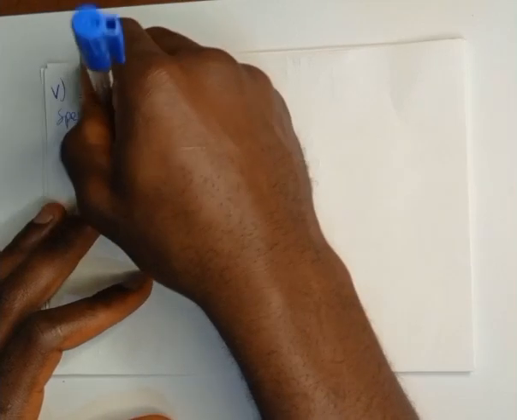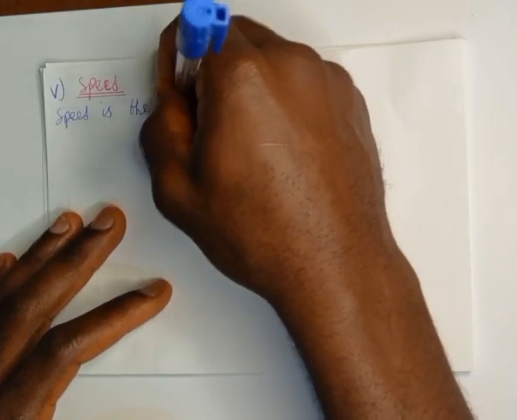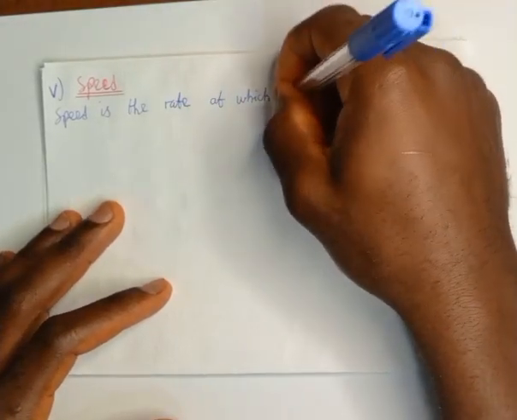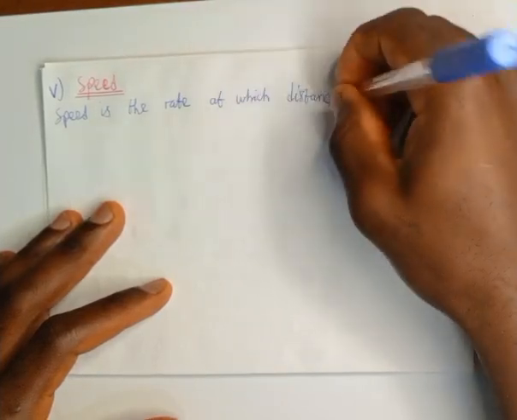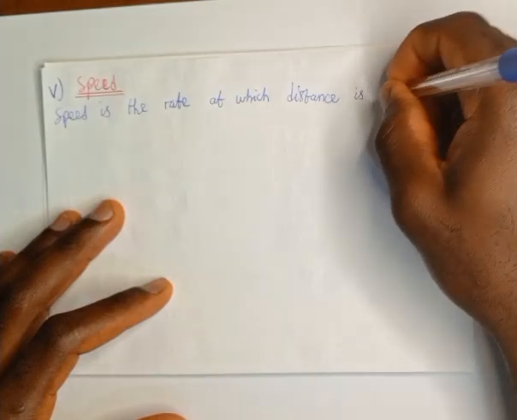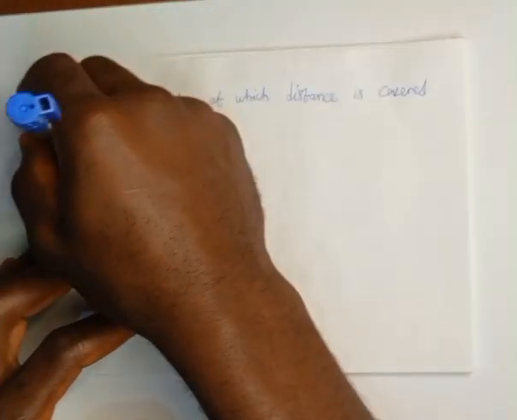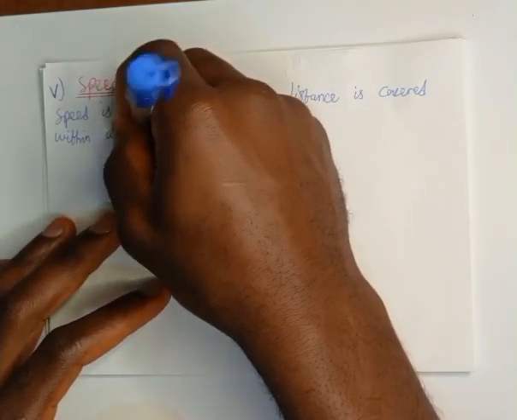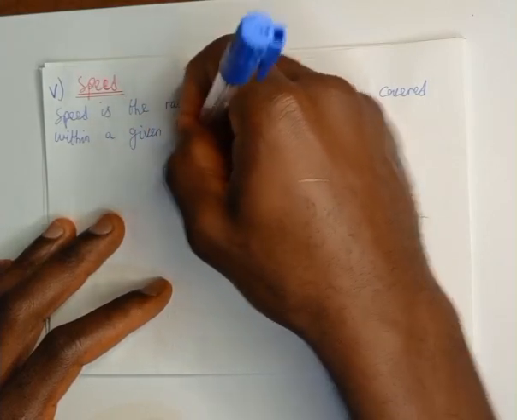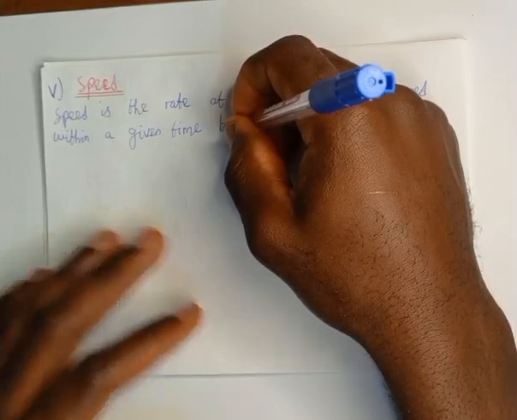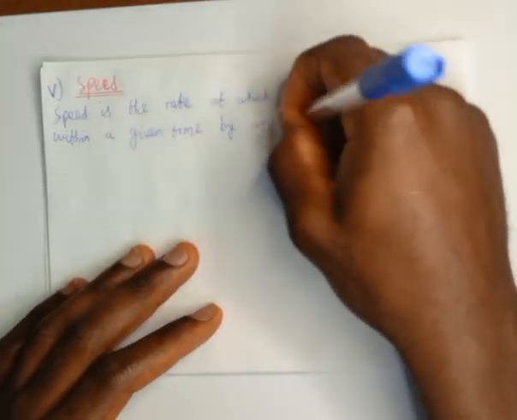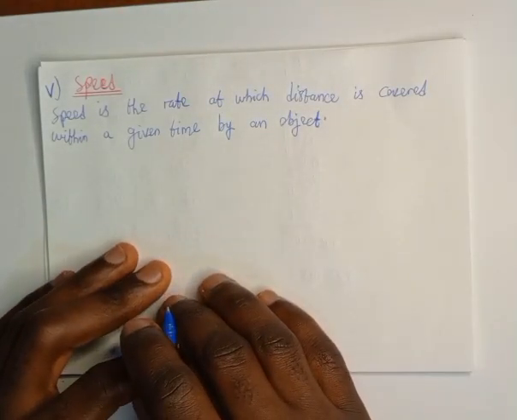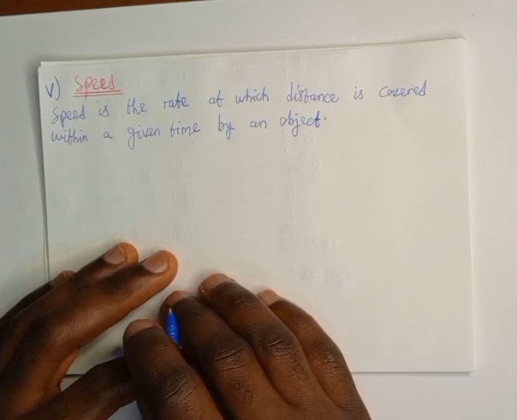Speed is the rate at which distance is covered within a given time by a moving object. That's all about the definition of speed.